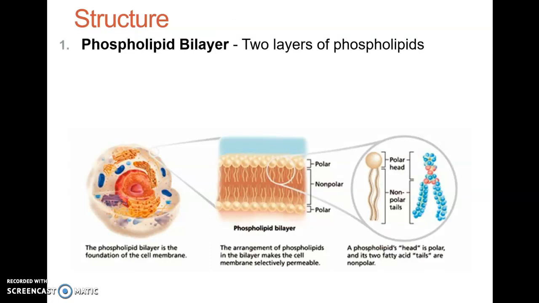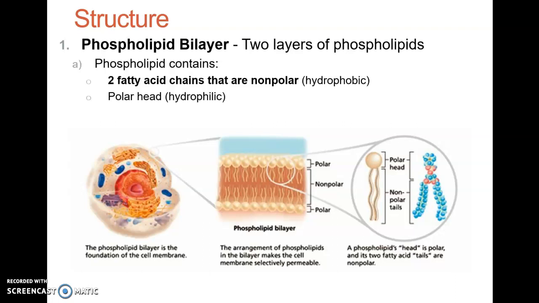So that phospholipid bilayer, again, there's 2 layers of the phospholipids. Bilayer, 2 layers. So a phospholipid itself contains 2 fatty acid chains that are nonpolar. That's where you get the 2 tails. So it doesn't have 1 fatty acid chain, it has 2. So when you look and see a little picture, just know that each of those is a fatty acid chain.